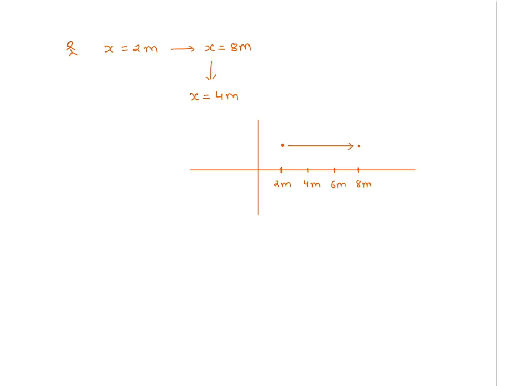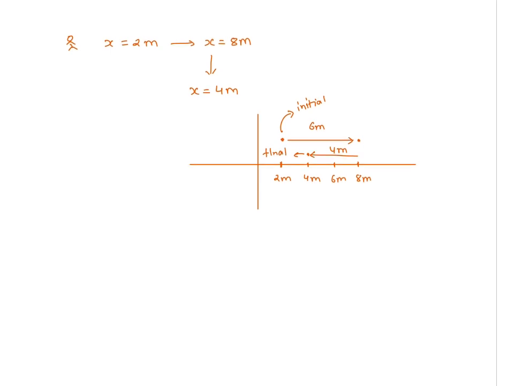And how much is the distance between them? So this is 8 minus 2, which comes out to be 6 meters. And then again he comes back from x is equal to 8 meter to x is equal to 4 meter. That means he moved like this. And how much is this distance? It is 8 minus 4, which comes out to be 4 meter. So this is your initial point, and this is your final point.